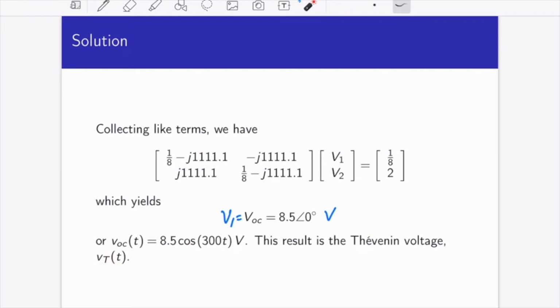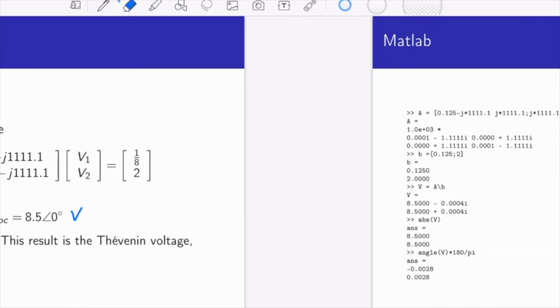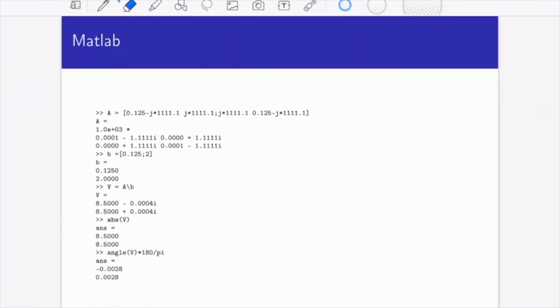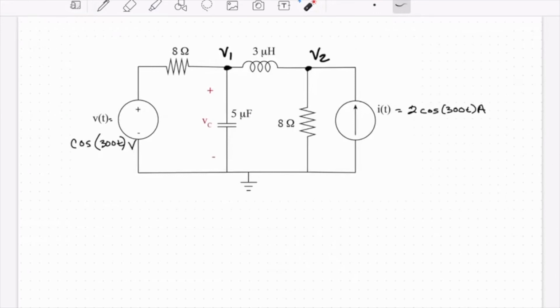The next step is to find the short circuit current. Just an aside, in these notes I do have the MATLAB code for doing that solution so that you can use it as a model when you're checking your answers. Now let's find I short circuit so that we know I Norton, and then we can also calculate Z Thevenin.